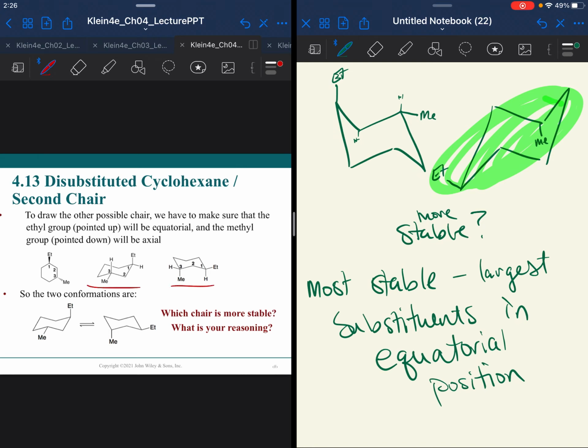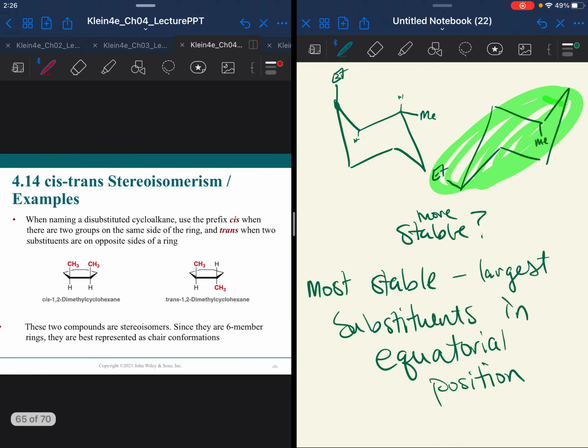Right? So they showed both. Because notice, I started with my headrest here in the upper right. However, they started with their headrest in the upper left. And so it looks a little different than what I drew, but it is actually the same representation, right? Up axial ethyl group, down equatorial methyl group. Up equatorial ethyl, down axial methyl. Ethyl group bigger, ethyl group bigger. Ethyl group is bigger, and so it is going to be more stable to get it in that equatorial position.